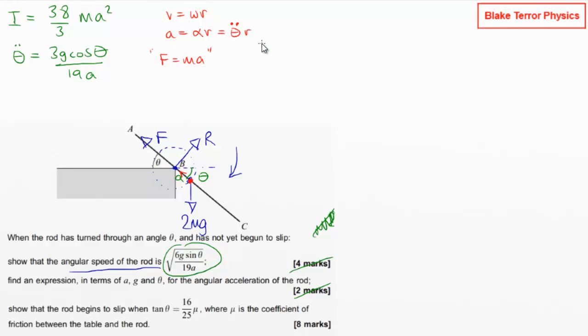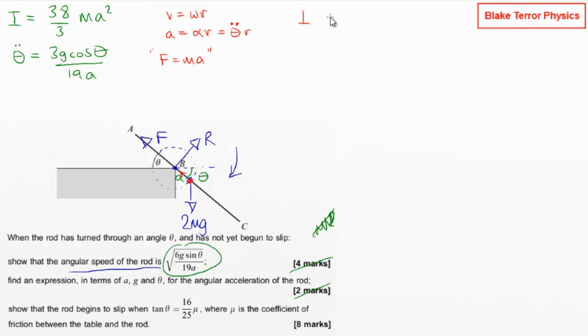So we've got this Newton's law perpendicular to the rod, and we've got our centripetal acceleration parallel to the rod. So let's go through these. Let's start with perpendicular. So looking perpendicular to the rod, what have we got?